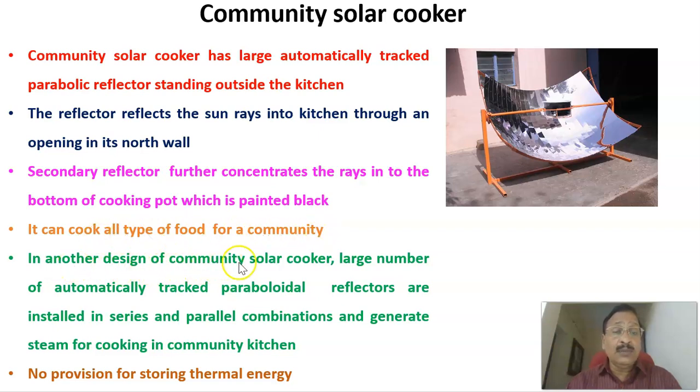In another design of community solar cooker, a large number of automatically tracked parabolic reflectors are installed in series and parallel combination and generate steam for cooking in the community kitchen. There is no provision to store the thermal energy. It can be used to cook a large amount of food for a community. That is why this is called a community solar cooker.